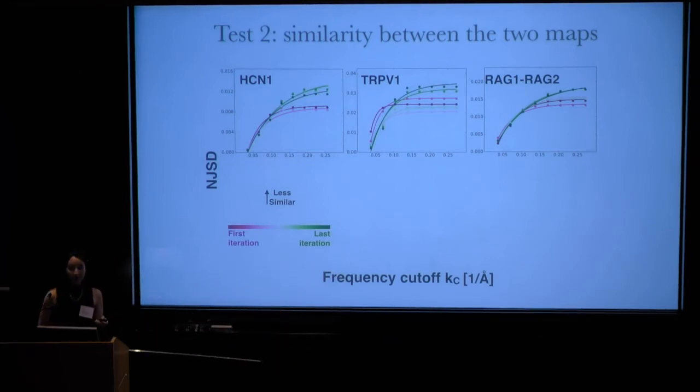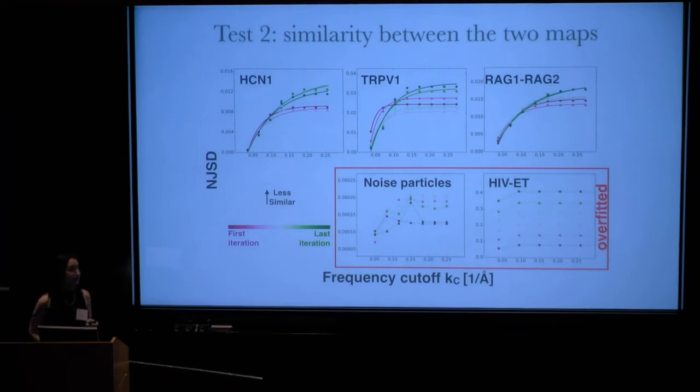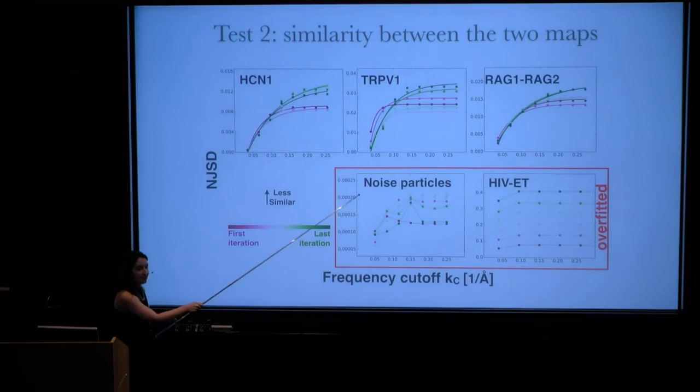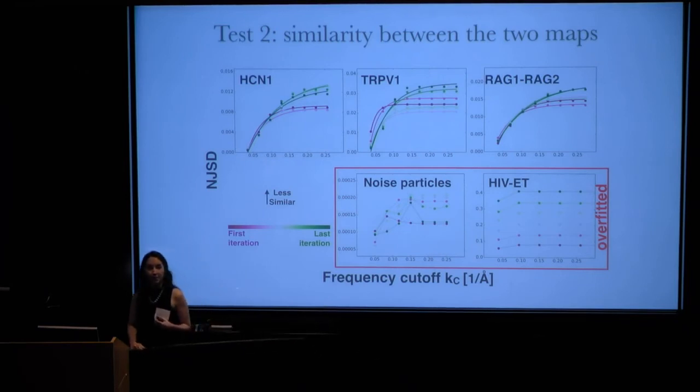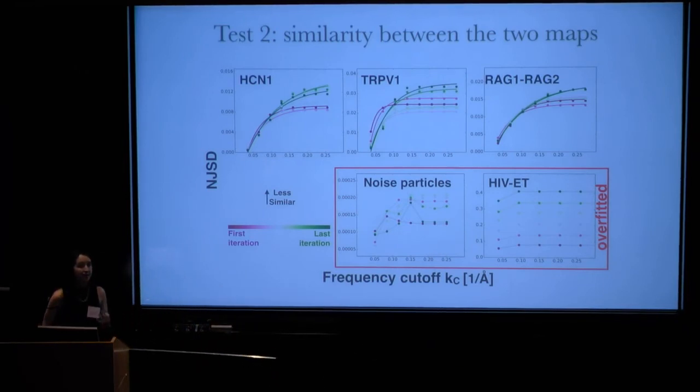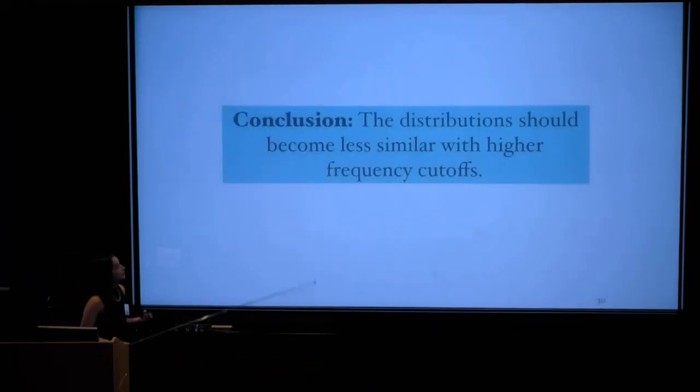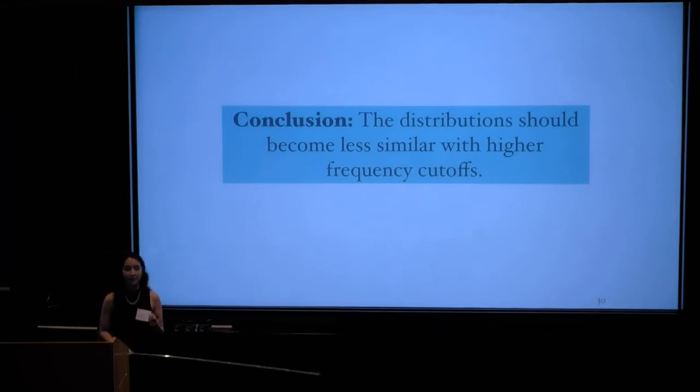So for the overfitted system, we find a very different behavior. We find a random-like behavior or a very plateau-like behavior where you don't see really an increase of this similarity measure as a function of the frequency cutoff that we use. So the conclusion is that the distributions should become less similar with higher frequency cutoffs.